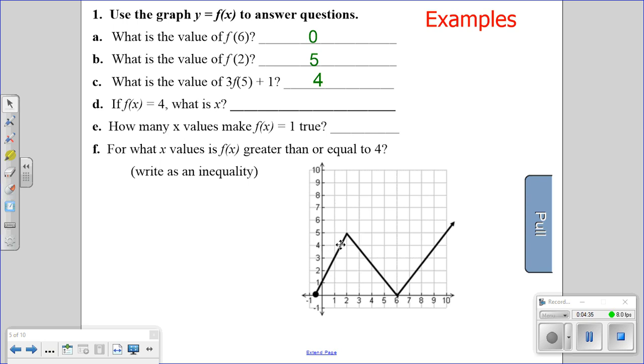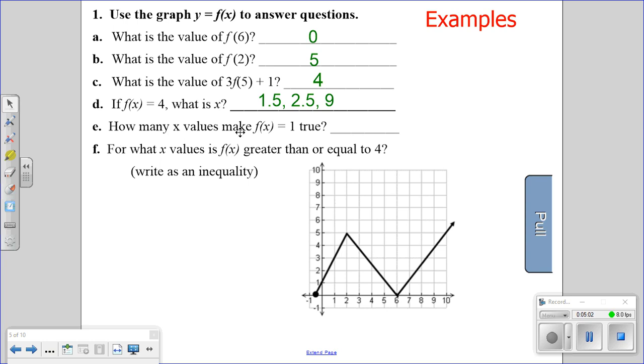When y is 4, x is at 1.5. X is also at about 2.5. And x is also at 9. So there are 3 x values here, 1.5, 2.5, and 9. Now remember that it is okay to have multiple x's going to the same y, but you cannot have one x going to multiple numbers.